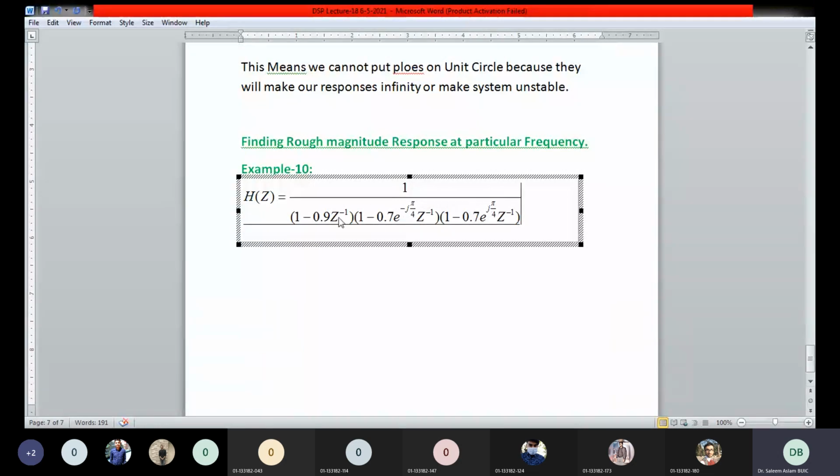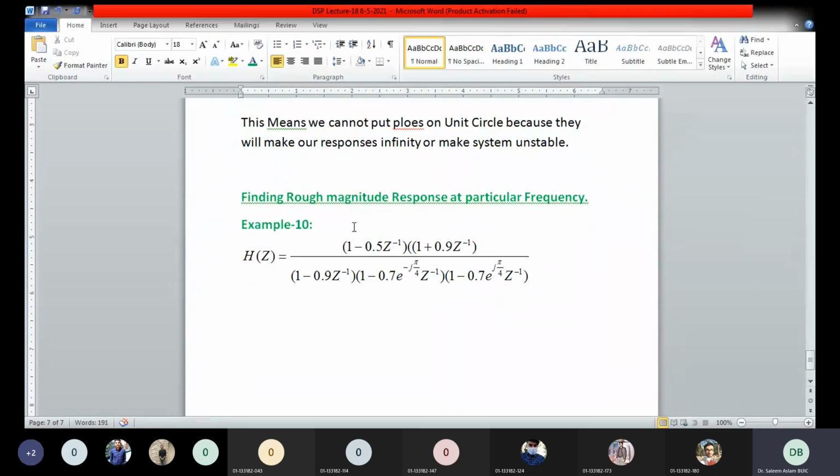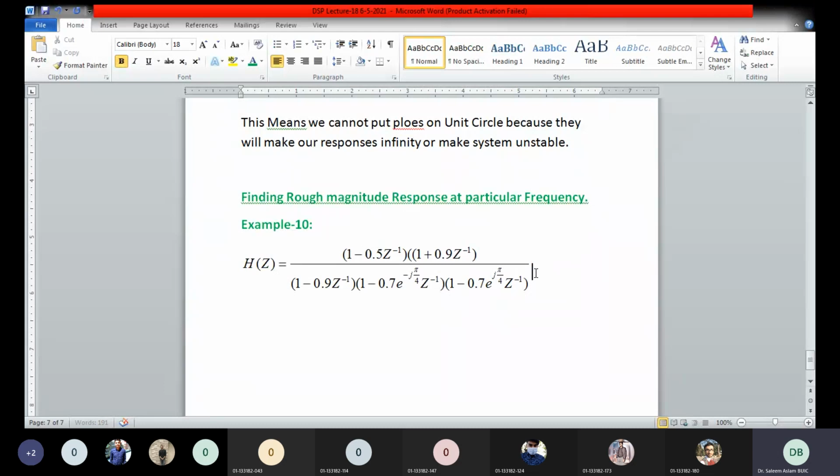Let's take a zero as well. 1 minus 0.5 z inverse, and let's take one zero at 1 plus 0.9 z inverse. Okay, let's take this complex system, and you are to find the frequency response, roughly the magnitude.